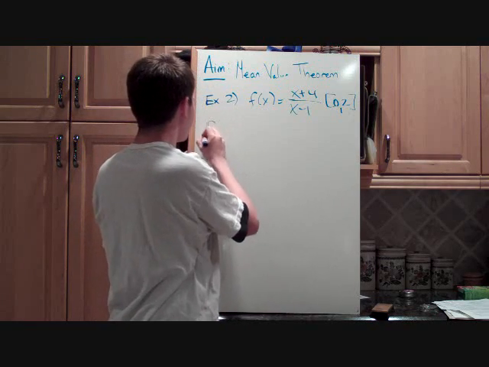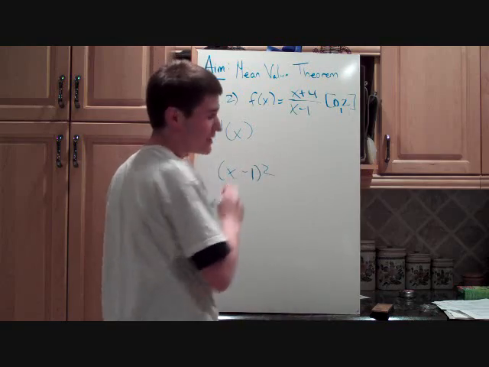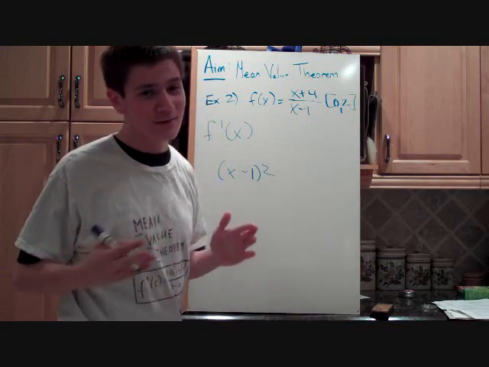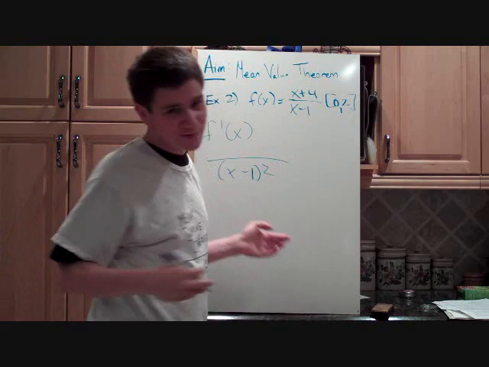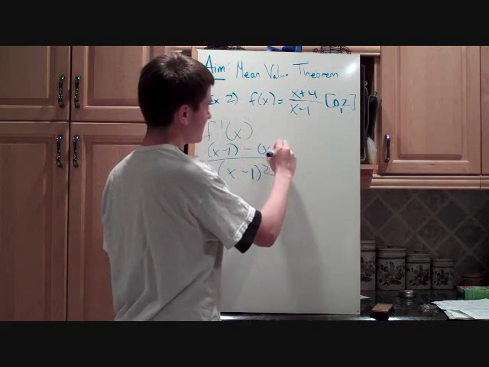So first we're going to find the derivative, f prime of x, which is over x minus 1 squared. We're going to use low d high minus high d low over low low. Quotient rule, right? We're going to do x minus 1 minus x plus 4.